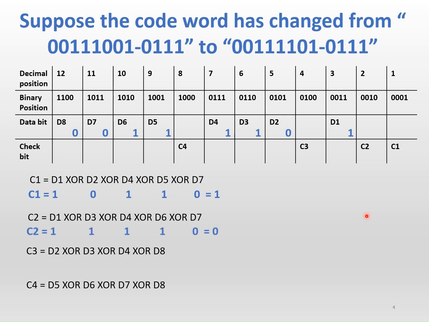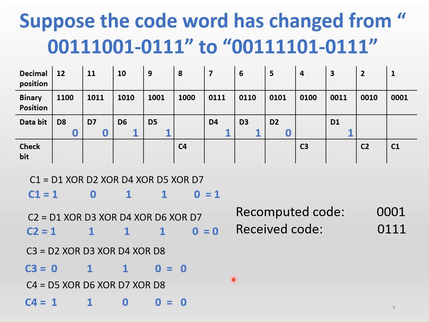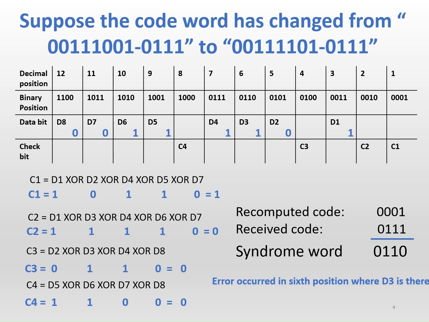So C1 came out to be 1, C2 came out to be 0. So it is not matching. C3 came out to be 0 and C4 came out to be 0. So it is not matching, right? Here it received 0, 1, 1, 1, and here it generated 0, 0, 0, 1. So now it is going to calculate the syndrome word. It will just XOR the recomputed code with the received code, and that will give the syndrome word, and the syndrome word is coming out to be 6. So it knows that the 6th position the error happened, and in the 6th position D3 is there. So it has correctly identified that this bit has flipped, and it will put it back to 0. This is the way it is done. So error occurred in the 6th position where D3 is there, and it is now corrected.